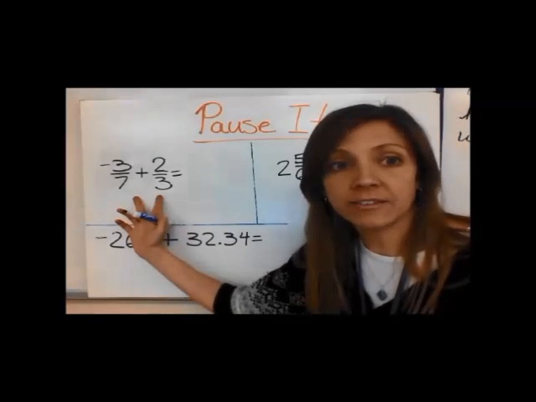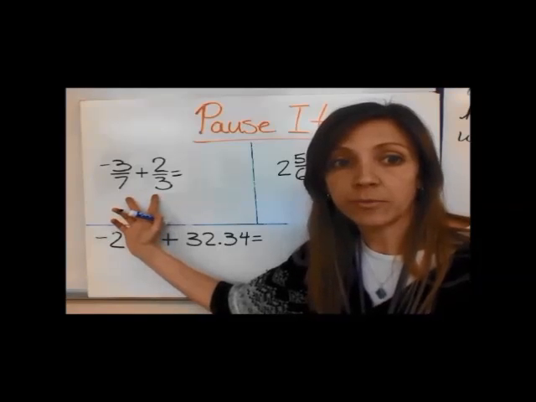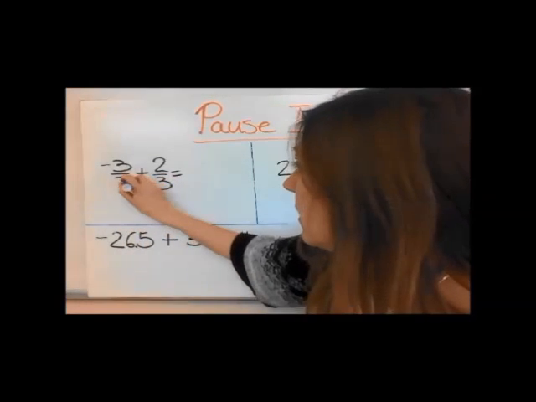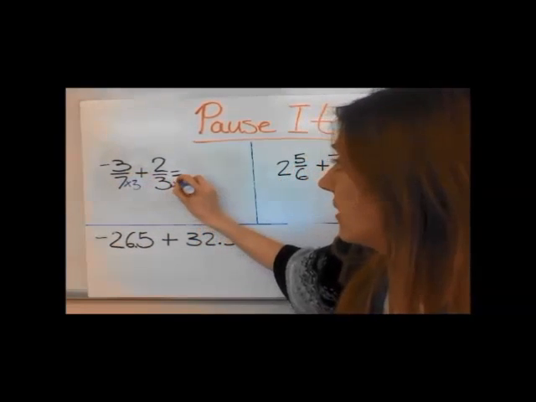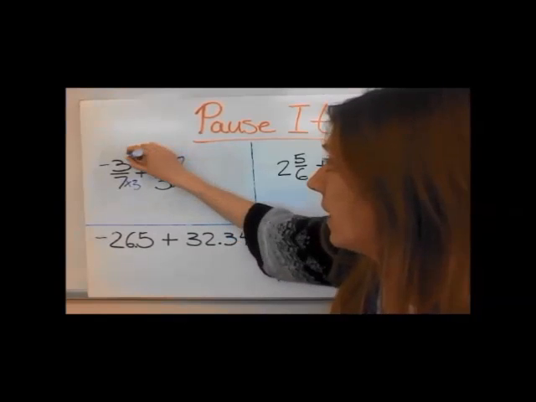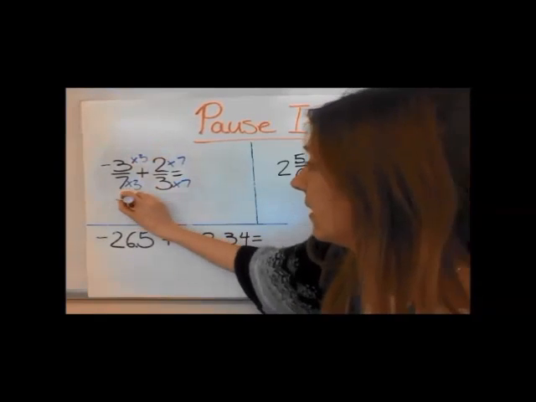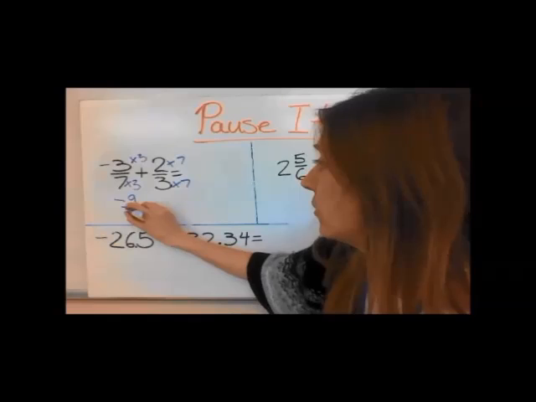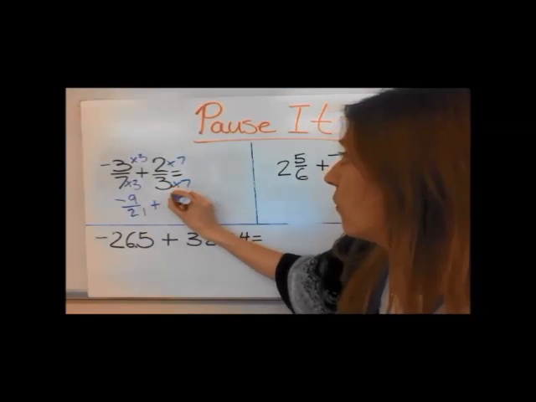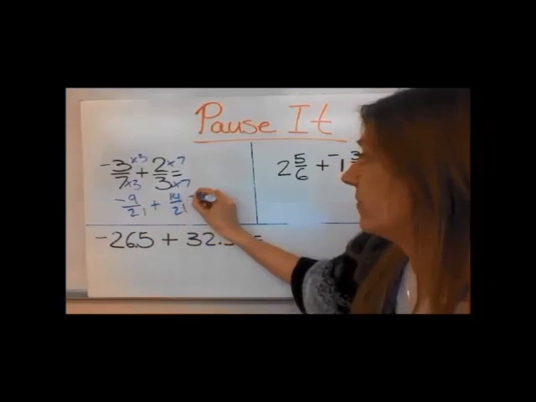All right, first we're going to get a like denominator. So the least common multiple of 7 and 3 is 21. Multiply 7 times 3 and 3 times 7. Whatever I do to my denominator, I do to my numerator. That leaves me with negative 9 21sts plus 14 21sts.